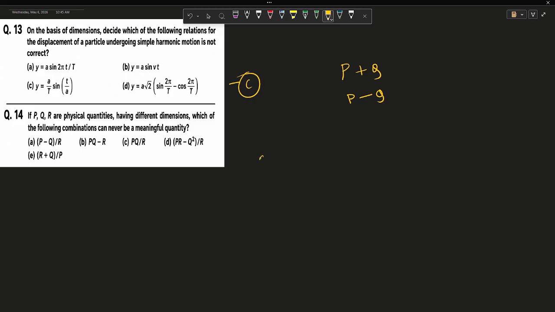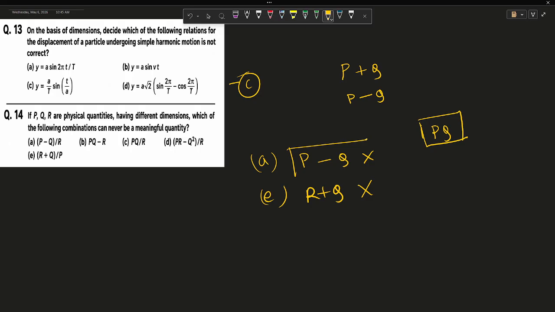So option A is not possible, because p and q both have different dimensions. And the last option is also a combination of addition only, so this is not possible. If we multiply two different physical quantities, we cannot say what the dimension of this quantity will be, so it may be meaningful. But if we directly add or subtract different dimensions, it is not possible. Okay, so option A and E is the right answer.